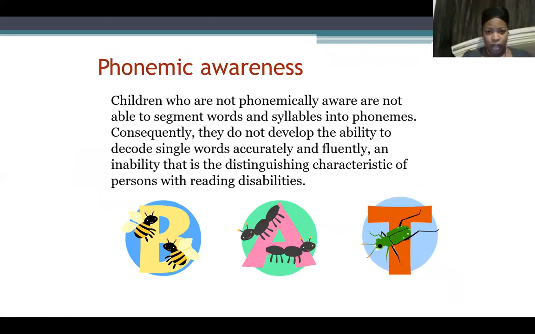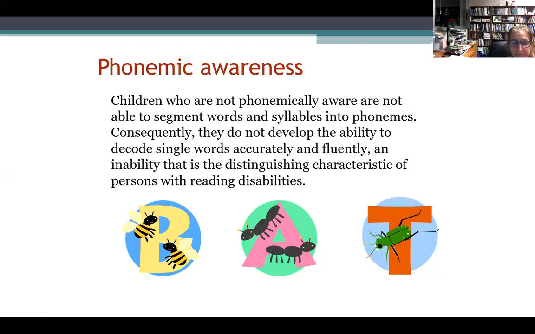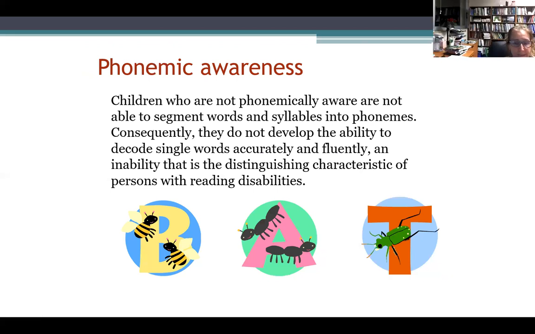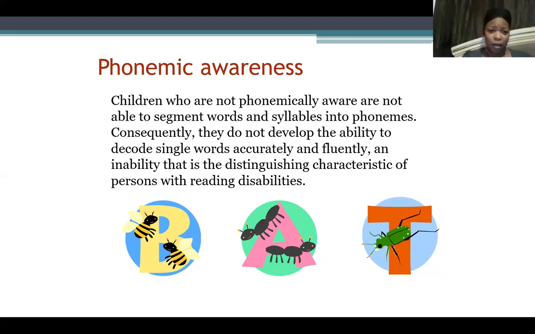Children who are not phonemically aware are not able to segment words and syllables into phonemes. Consequently, they do not develop the ability to decode single words accurately and fluently, an inability that is the distinguishing characteristic of persons with reading disabilities.